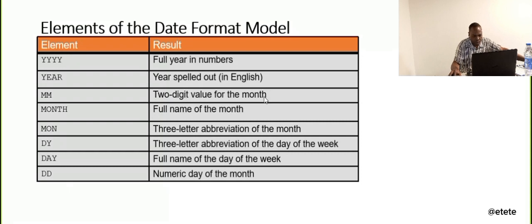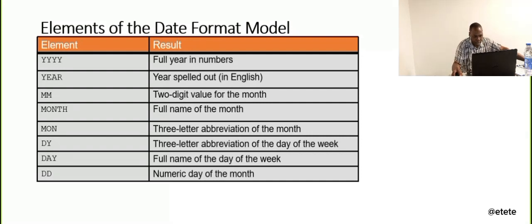MM is a two-digit value for the month. So once I put that, I'm saying the month, and we're in August, that will be 08. MONTH is the full name of the month. So if I use this element, you are going to see them practically. But I'm just showing you, this is theory. I'm showing you the theoretical aspect of it. Then we'll now go into practical. MONTH, the full name of the month. So in August now, it will tell you August.